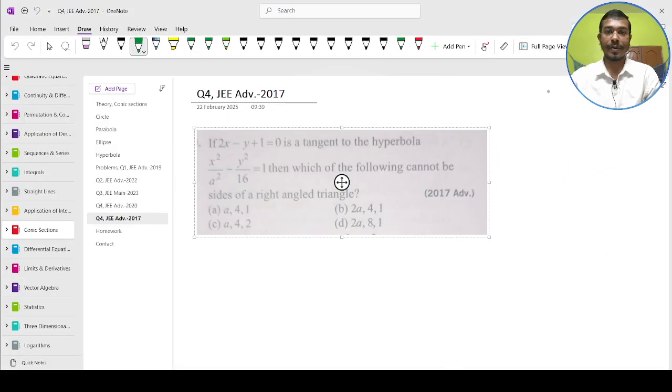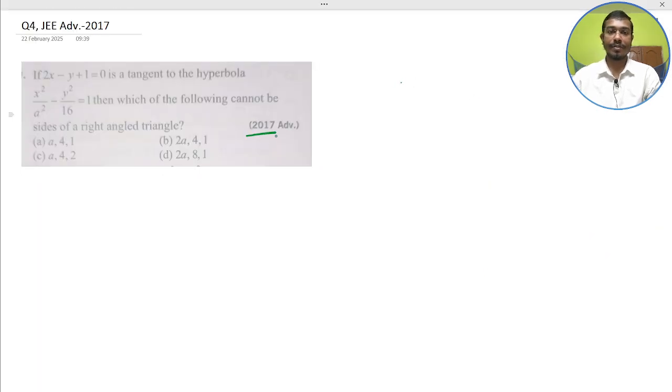Last question, question number 5 from the JEE Advanced 2017. If 2x minus y plus 1 equal to 0 is a tangent to the hyperbola x square by a square minus y square by 16 equal to 1, then which one of the following cannot be sides of a right angle triangle? This is for the MSQ, multiple select question, meaning one or more than one answer can be correct.